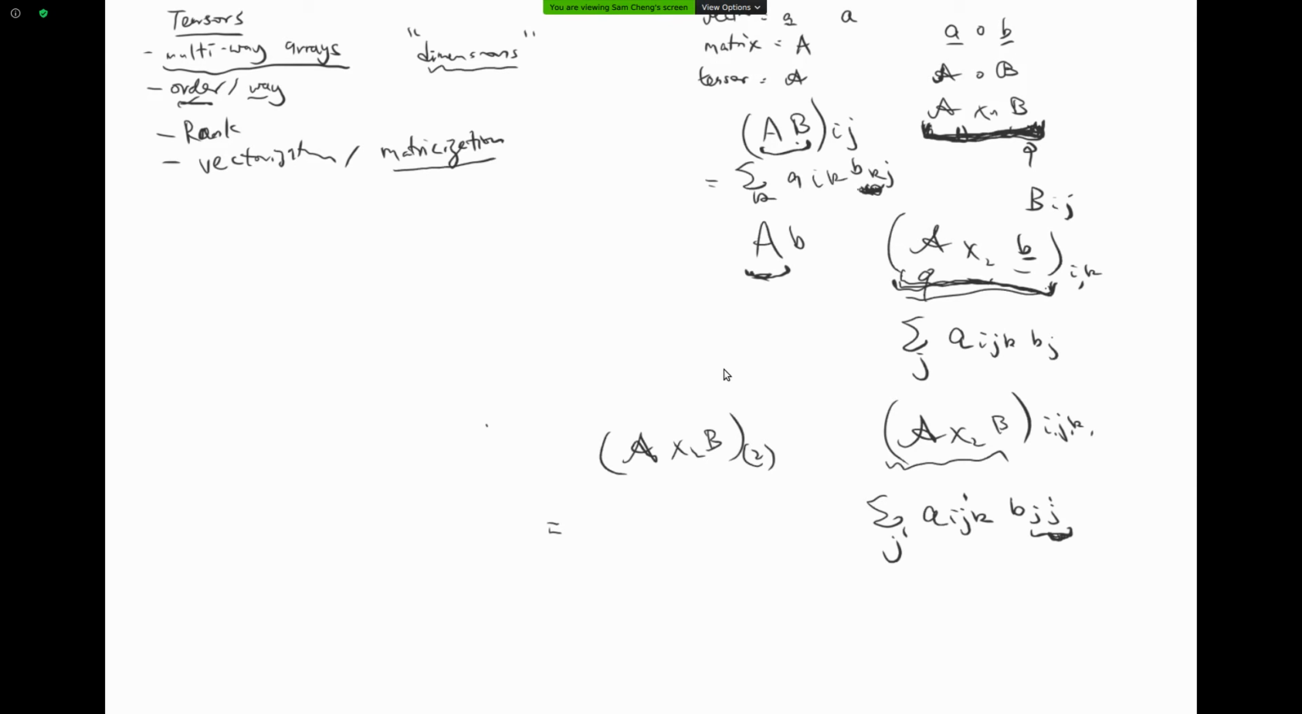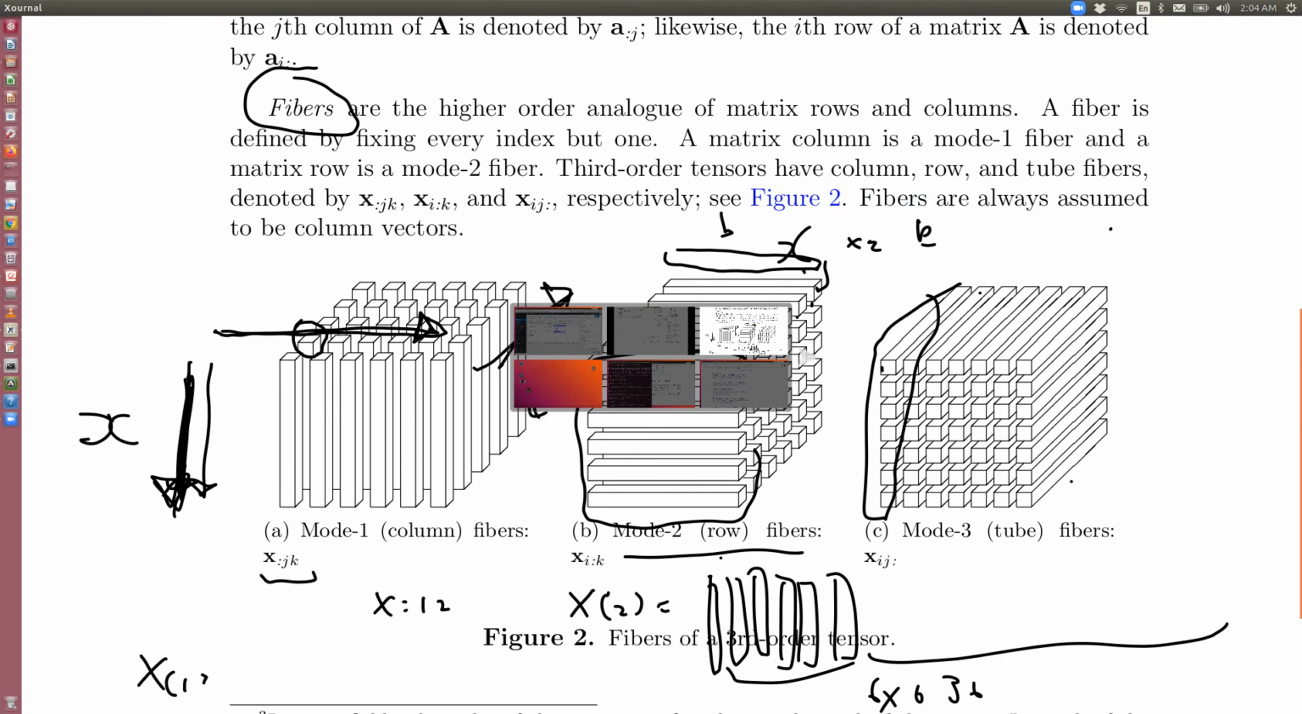B times A(2). So it will be the same as, maybe it's easier to visualize that with some figure. Let's see if I can find a figure somewhere.